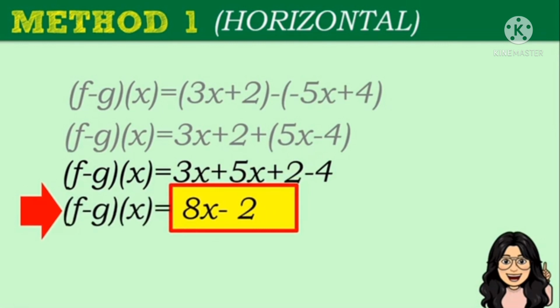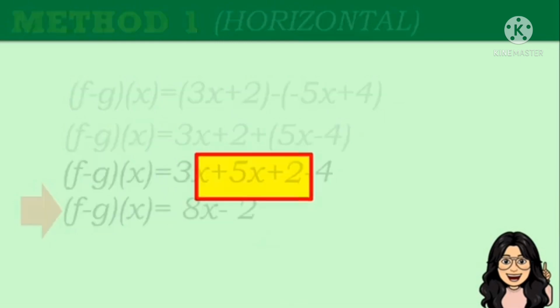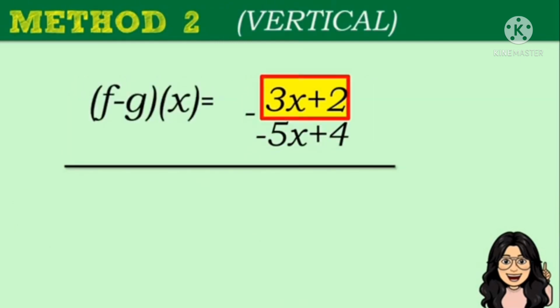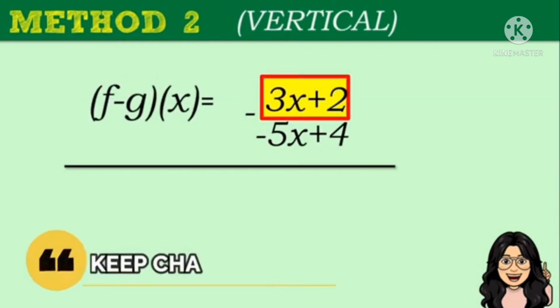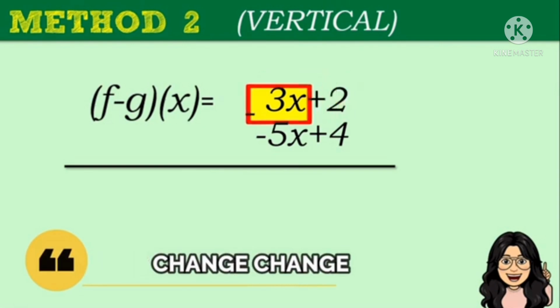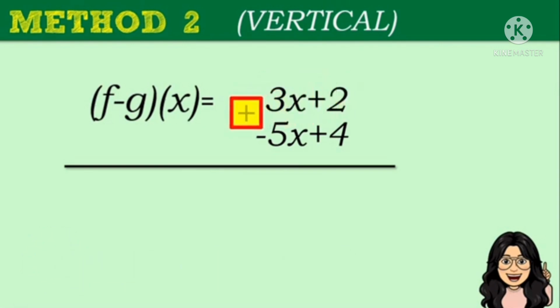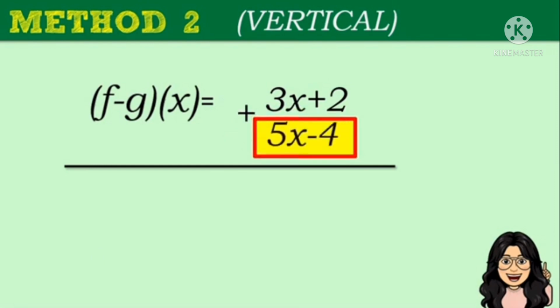That's for method 1. Now we are making use of the same methods as in our addition of functions. So we have 2 methods, and this is method 1. Let's have a look at method 2, that is the vertical method. This will be your f of x. We will be making use of keep, change, change. We will keep that. We will change this to positive, so we'll have plus from minus. Then we will change the signs of the expressions. So from negative 5x plus 4, it will now be 5x minus 4.